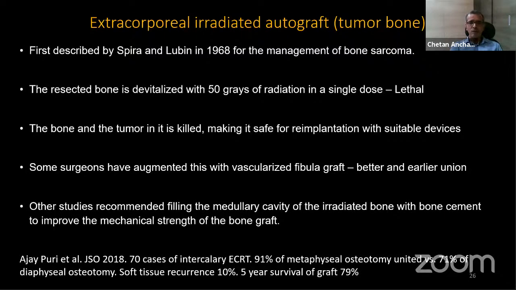Now, this extracorporeal irradiation of the autograft was first described by Spira and Lubin in 1968, as we already saw, for the management of bone sarcoma. Here, the resected bone is devitalized with 50 grays of radiation in a single shot, which is lethal to all living tissue. So the entire tumor-bearing bone is killed, making it safe for reimplantation with suitable devices. Some surgeons have also augmented this with vascularized fibula graft for better and early union.